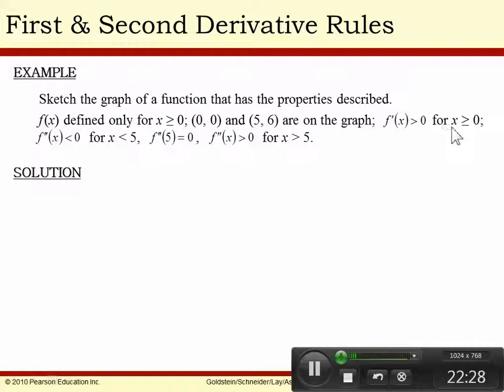Once we're greater than 0, f prime of x is greater than 0. So what is the function doing when we're greater than 0? Going up. Now, f double prime of x is less than 0, is negative when we're less than 5. So is the function concave up or concave down when we're less than 5? Concave down.